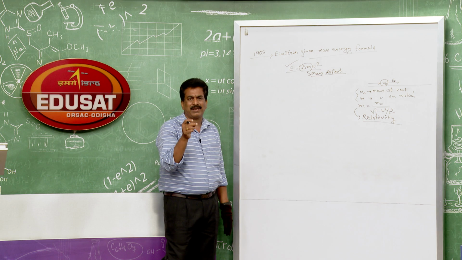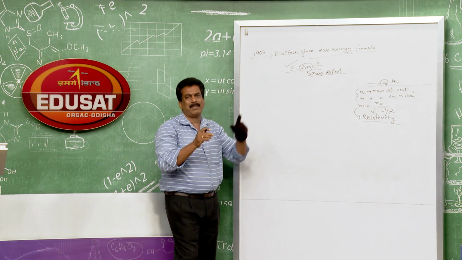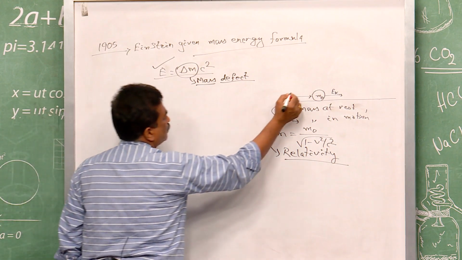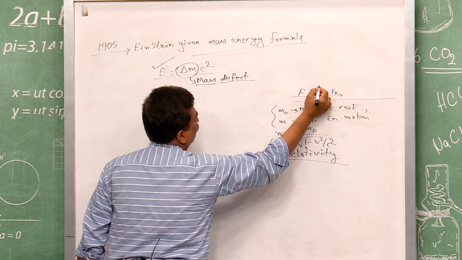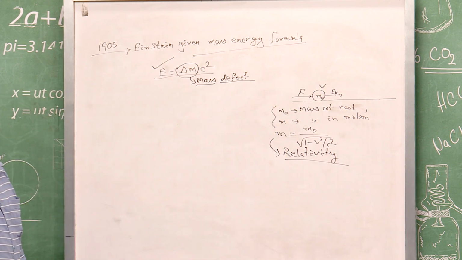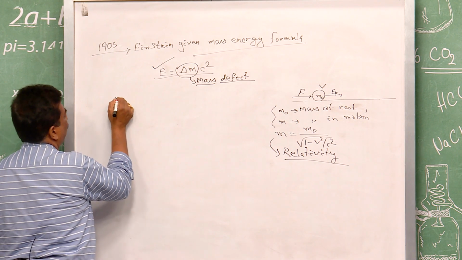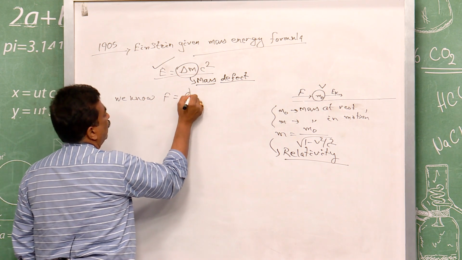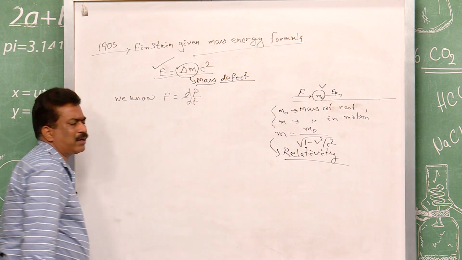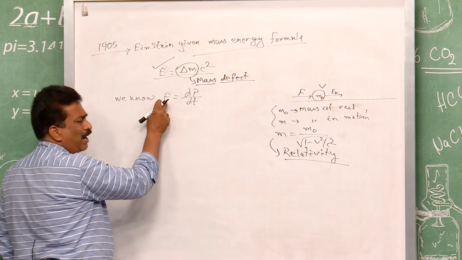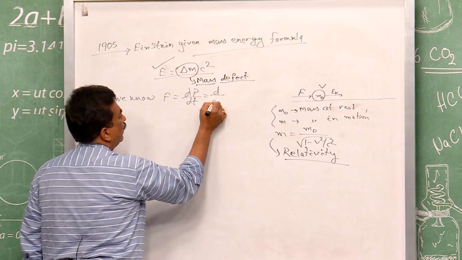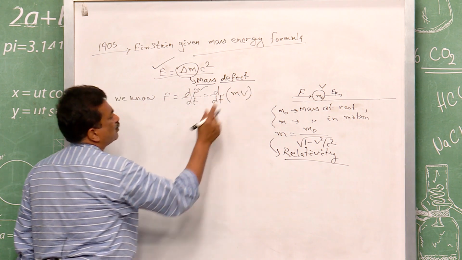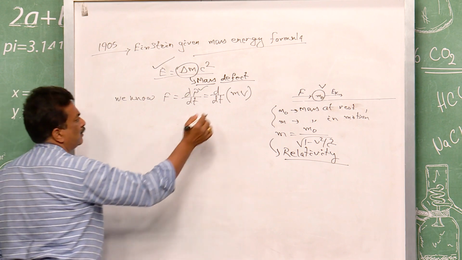If the constituent particles' mass is taken together and the mass of the whole nucleus is observed, then there is a difference. So, when some force is applied and it is in motion with some speed v, then it will possess momentum, and we know that force is equals to how much? dp by dt. The rate of change of momentum is the applied force, and this is equals to d by dt of p. p is momentum, momentum is equals to mv, mass into speed.